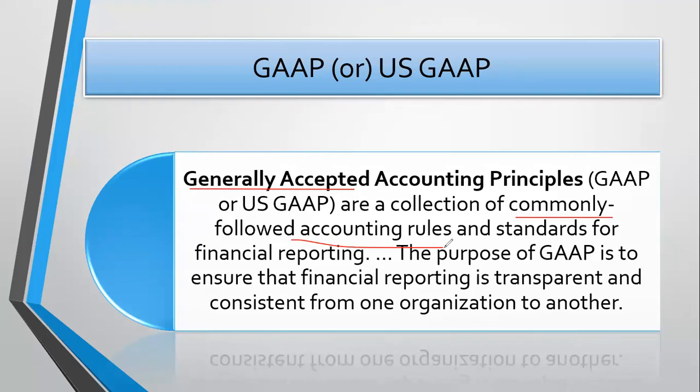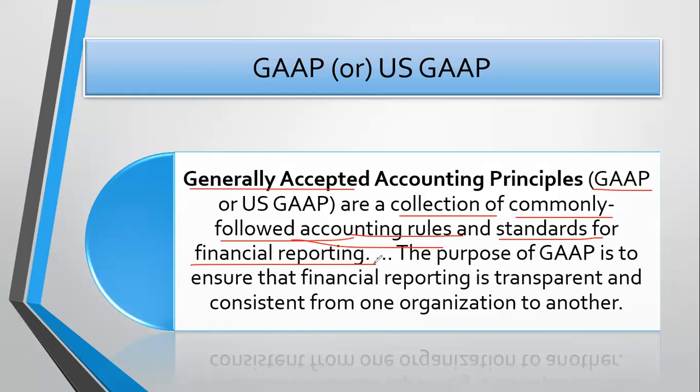How we describe the international financial reporting standards as a set of accounting standards, in a similar way we give a description for the generally accepted accounting principles also. So the generally accepted accounting principles are the collection of commonly followed accounting principles, accounting rules and regulations, and the standards for financial reporting. The accounting standards include the various principles, standards, rules and regulations. So based on these standards, the companies prepare the financial statements.